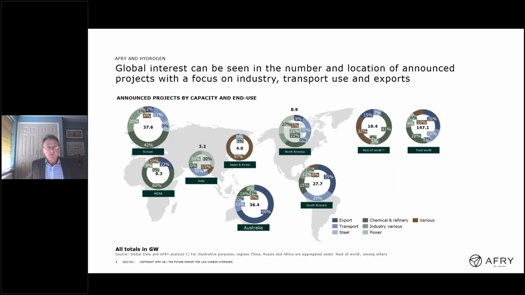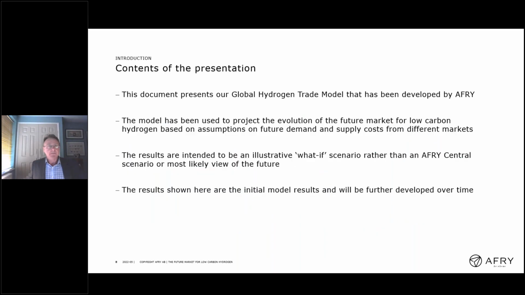So the reason we've developed this model is to try and understand the economics behind this growth or potential growth in the global hydrogen market. So today we'll present to you, as I said, the model, the assumptions, and the results. And I'd now like to hand over to Brendan Cronin, who will make a start on presenting the content.